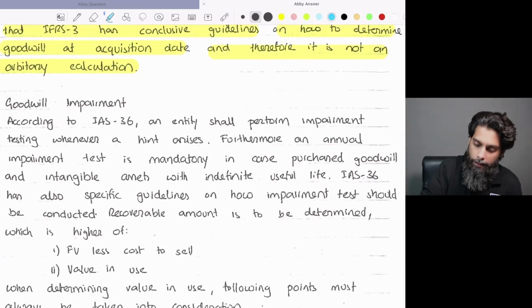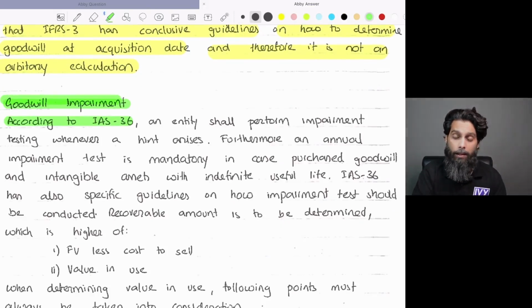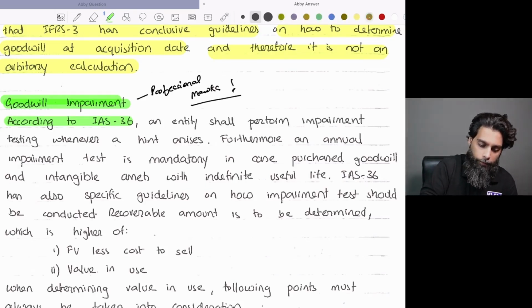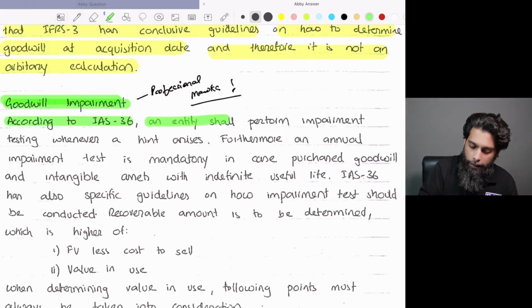How to approach this answer? You refer to IAS 36 first. So according to IAS 36, remember, try to give this heading. Giving this heading is important. Why? Because you need those professional marks, right? So you need to clearly structure your answer. Those professional marks are required. So according to IAS 36, an entity shall perform impairment testing whenever a hint arises.